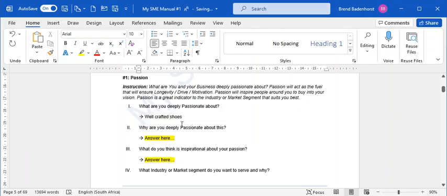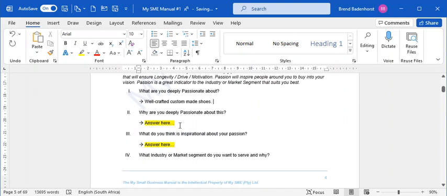Well-crafted, custom-made shoes. That is what I'm deeply passionate about. And that is as simple as the answer should be. You shouldn't overdo it. You shouldn't make it too difficult. Keep it very simple. Why am I deeply passionate about this?